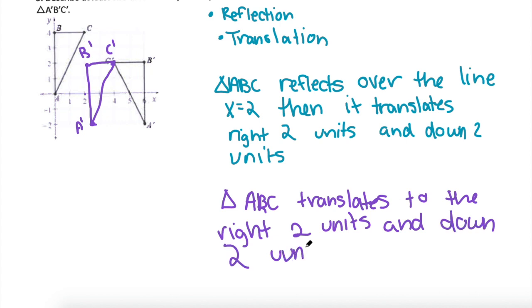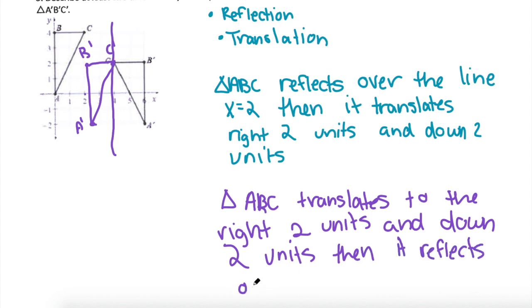Now once again, it's going to reflect. We can see that it is reflecting over this line that goes through the x-axis at 4. So then it reflects over the line x equals 4.